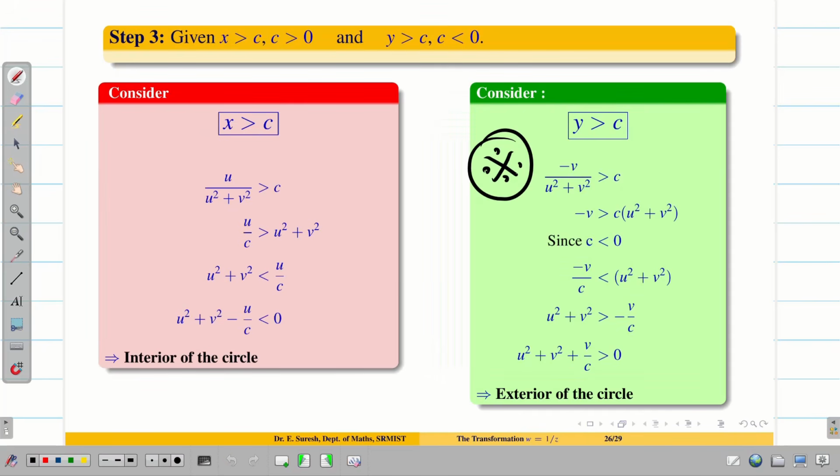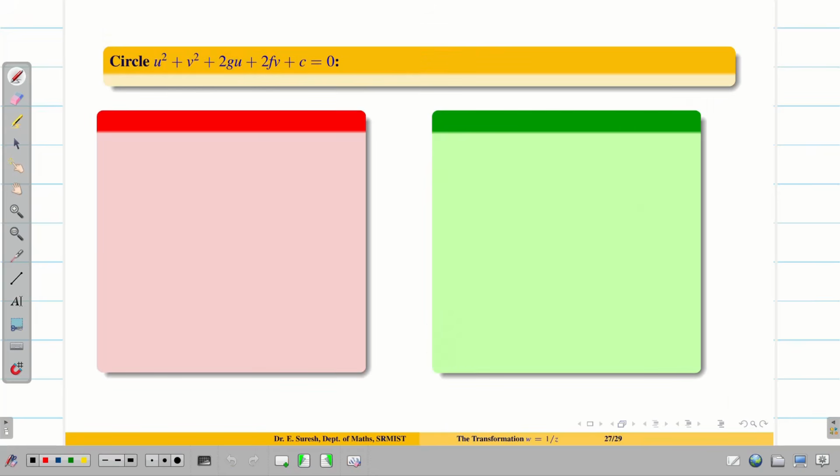Next we have to find the center and the radius r for both the circles. The general equation of a circle is known to us, with center minus g comma minus f, and radius square root of g square plus f square minus c.